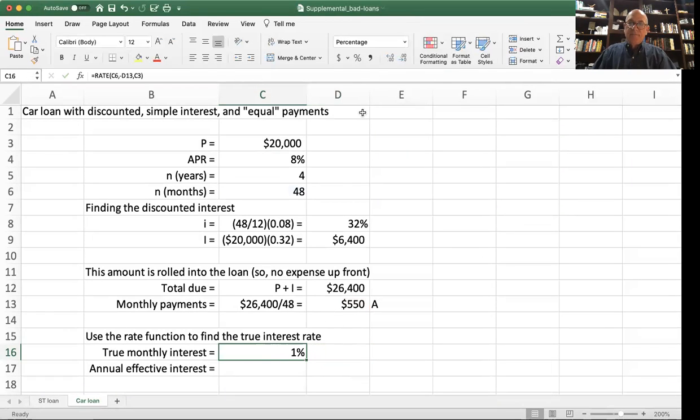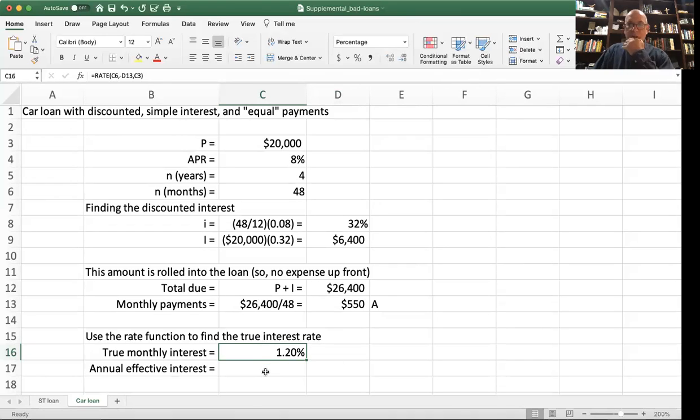Let's get a couple more decimals. So that's 1.2% per month interest. Okay, what about the annual effective interest rate?